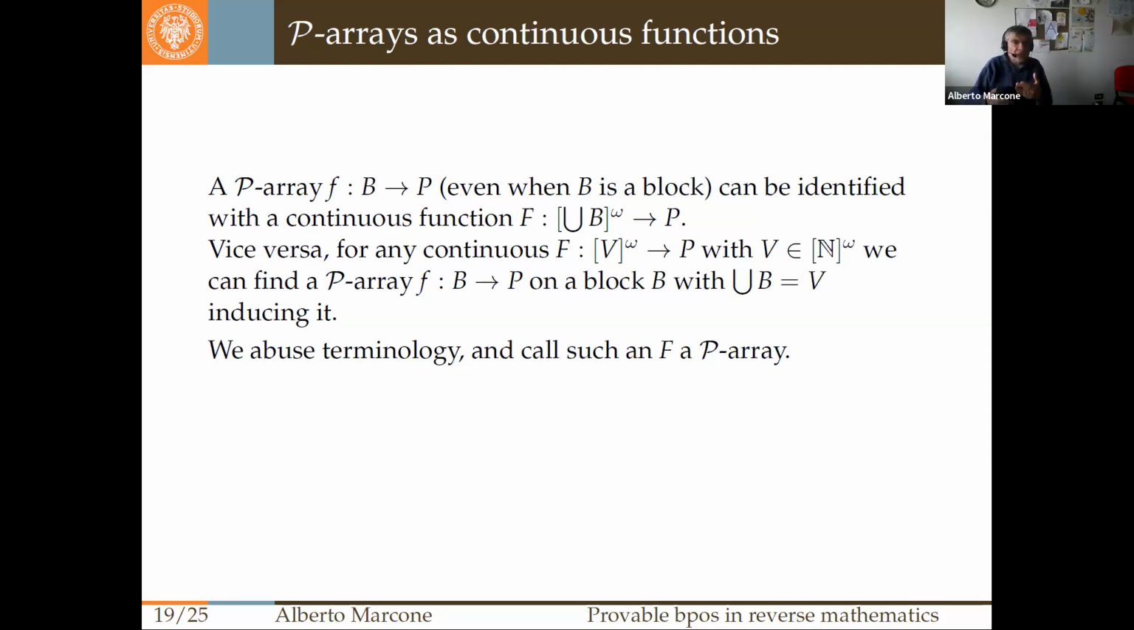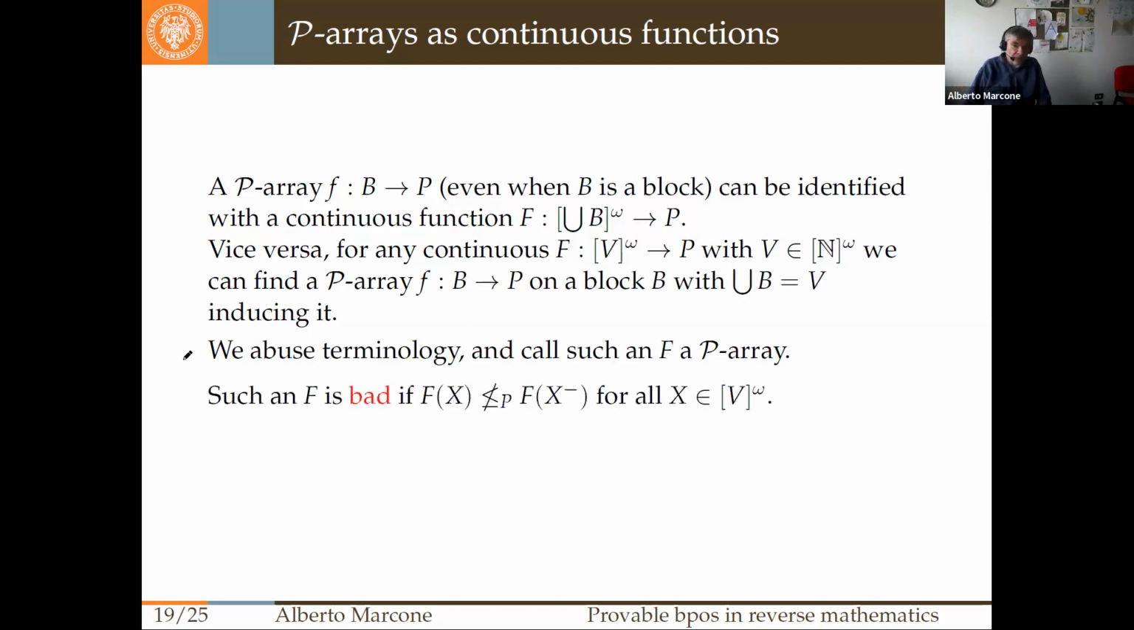And you can turn things around. If you give me a continuous function from the collection of infinite subsets of some infinite subset of N, let's call it V, then we can find a P-array, at least on a block, and working a little bit more and using WKL_0 not actually on a barrier, such that that block has union exactly V, and if you go back, you get again the big F you started from. So it's essentially the same thing. So I'm abusing terminology from now on, and I call such a big F also a P-array, because I identify that with the P-arrays defined on barriers.